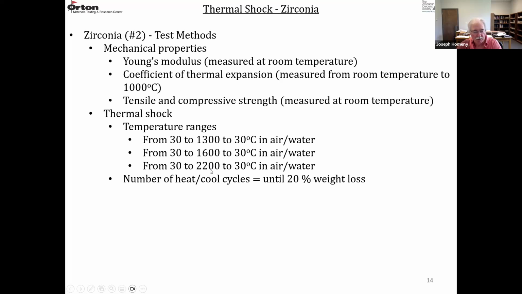Zirconia is a high temperature material. It's useful to this temperature, but this is very severe thermal shock, especially in water from 2200 degrees C. And they did the same thing here. The number of heating and cooling cycles was repeated until you get a 20 weight% loss.